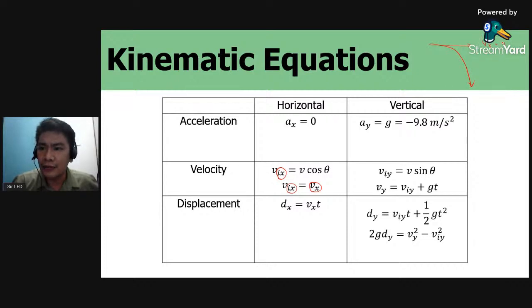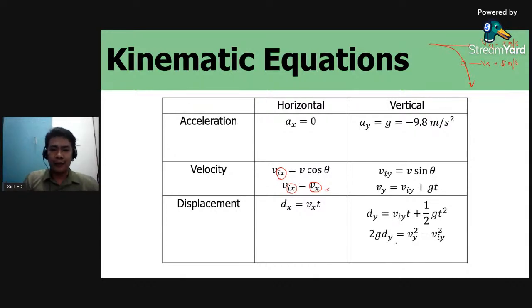Okay, so for example, class, you try to throw the object horizontally, and v sub x is, say, 5 meters per second. Your initial horizontal velocity, I should say, is 5 meters per second. Now, when the object is here, say v sub x, still your horizontal velocity is 5 meters per second. This is the meaning of this particular equation.